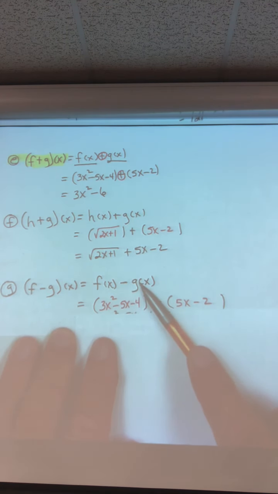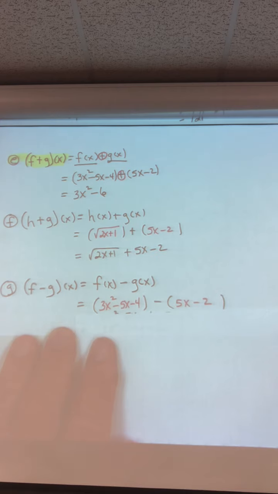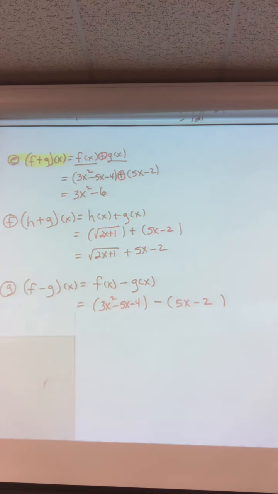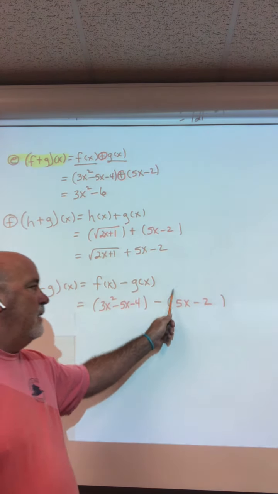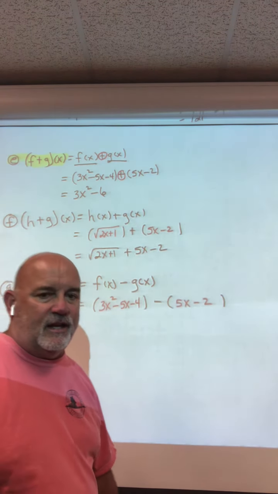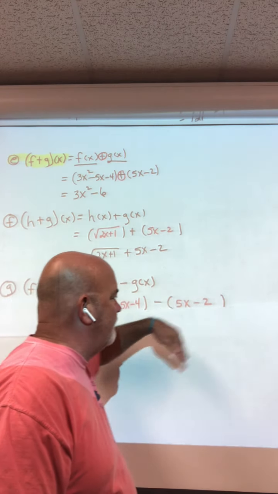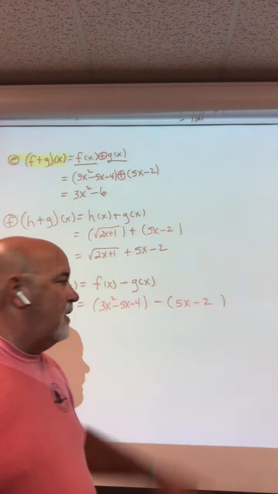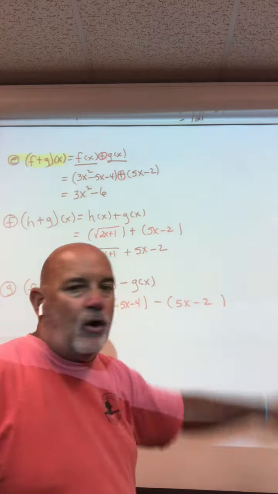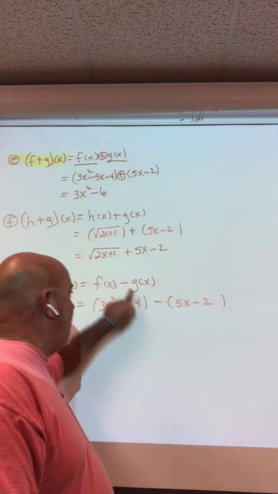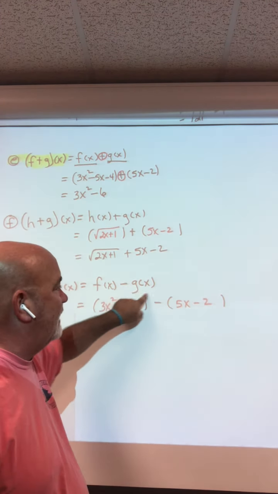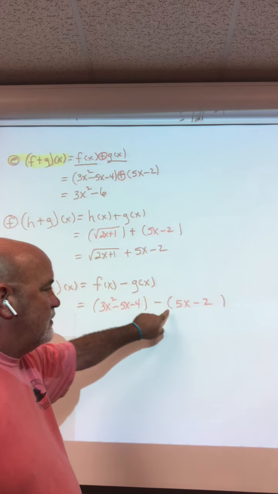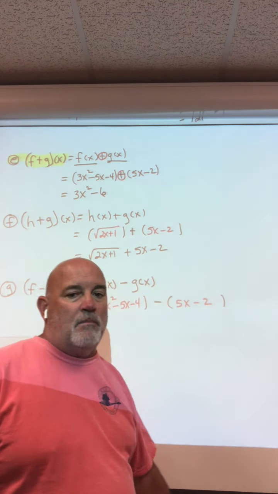Minus. What is g of x? Look back up at the top. 5x minus 2. Now, very important comment right here. When you're subtracting these, it is very important that you put that in parentheses. The reason is if you leave the parentheses off, the minus doesn't apply to the whole function. And the minus is supposed to apply to all of g of x. So those parentheses are a must.